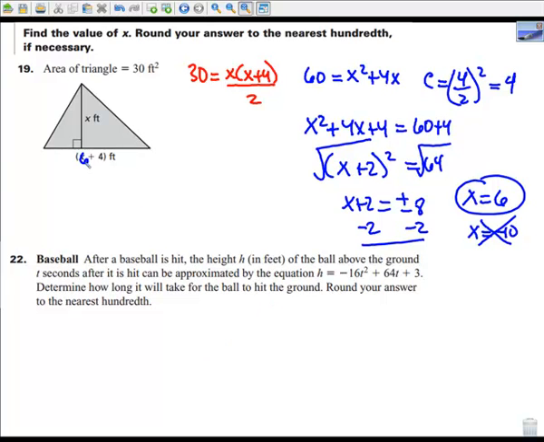And we can check it. 6, 6. That gives me 6 times 10, half of that, 60 divided by 2 is 30. So it does check out for me.